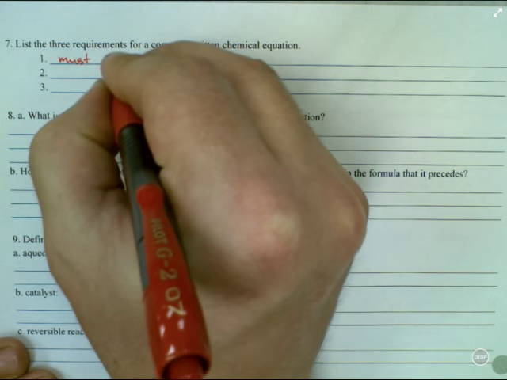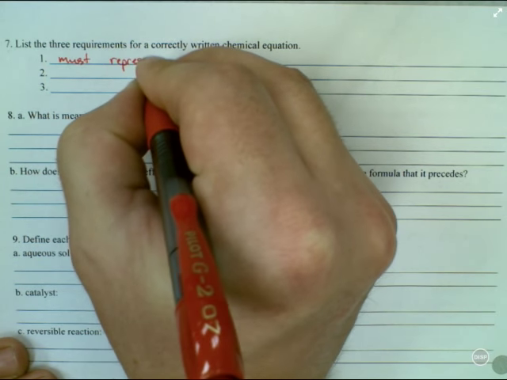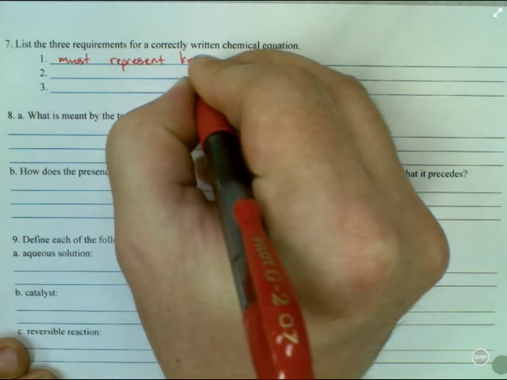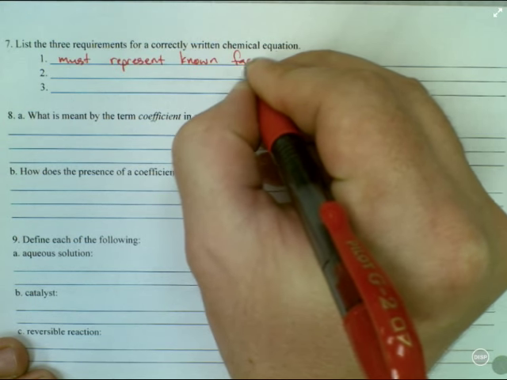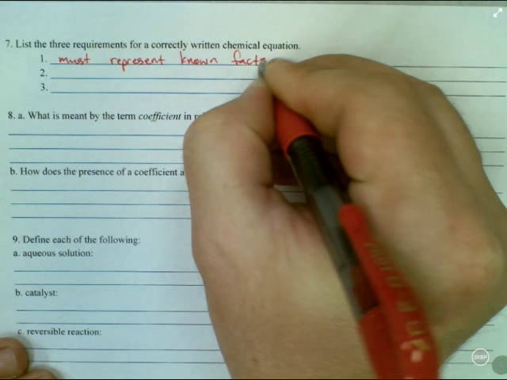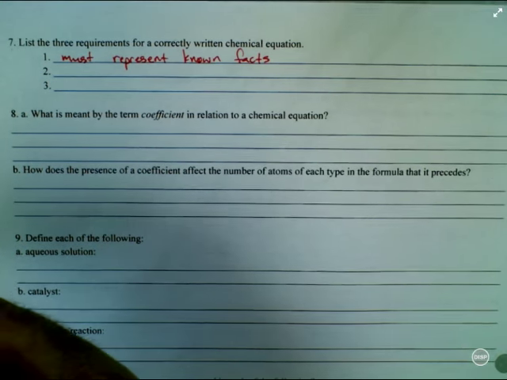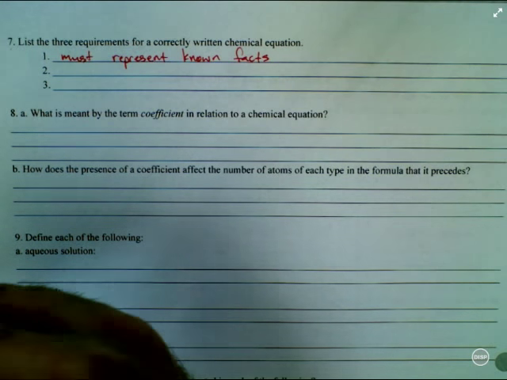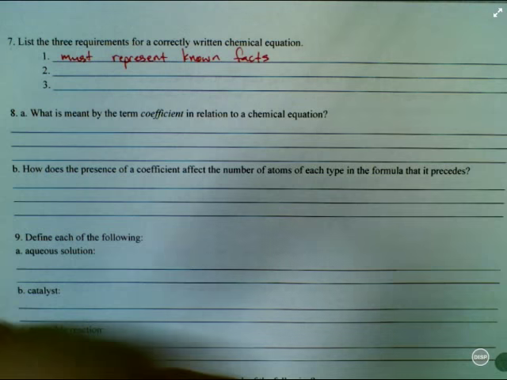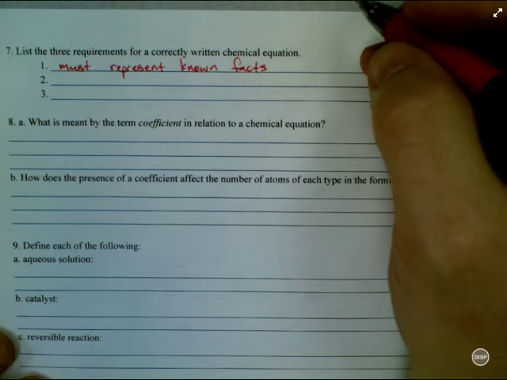must represent known facts. If you don't know that water is produced as a result of combustion, you're not going to be able to balance that equation properly.